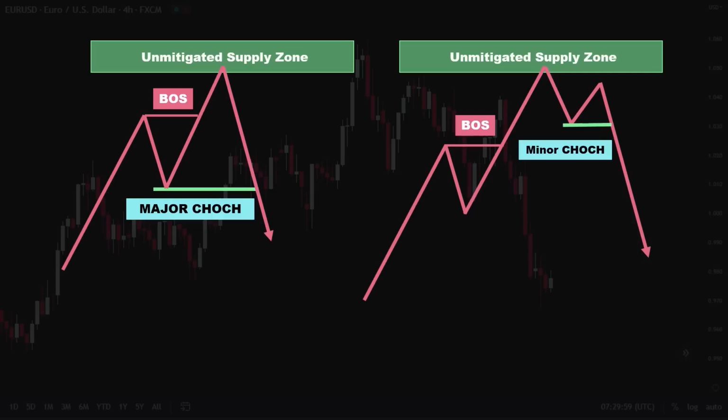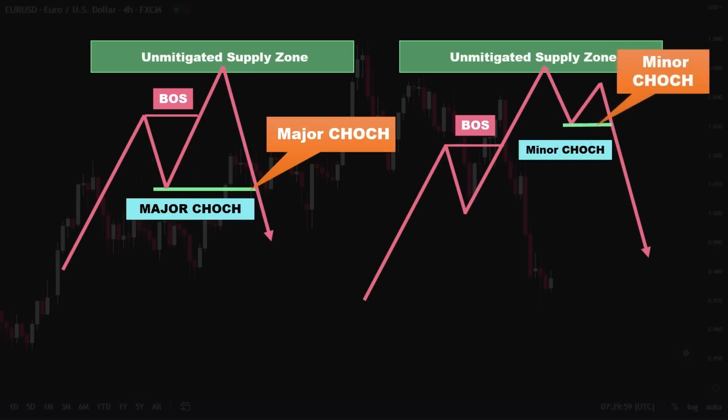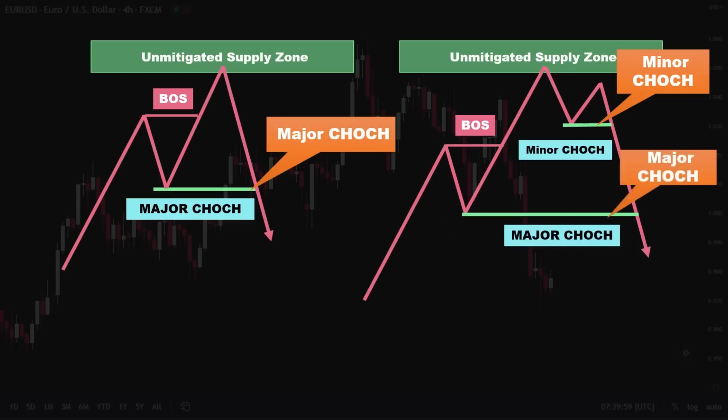For example, as you can see here, the price has broken out this structure, which already created a BOS. On the other hand, the price has broken out this structure which couldn't make a BOS. So here we have a minor change of character that we cannot confidently consider as a shift in the market structure. So here, if price breaks this structure to the downside, then we can confidently consider a shift in the market structure.